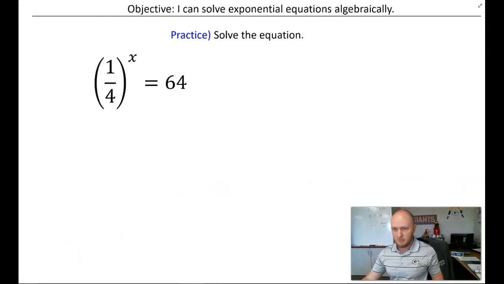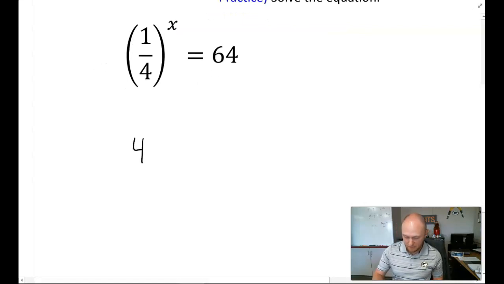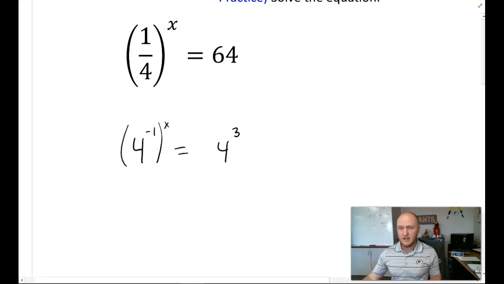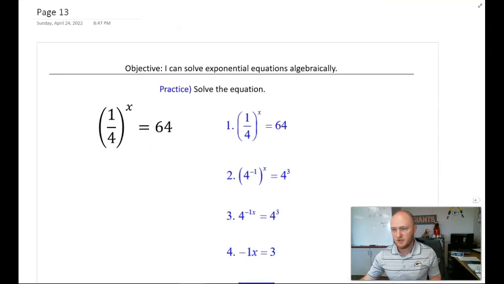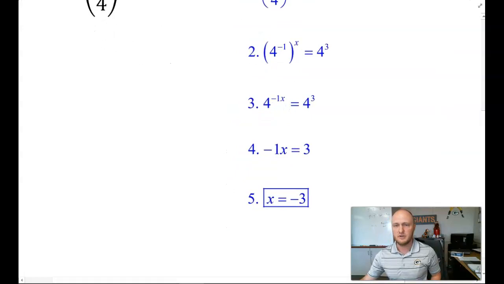All right, here is the base. You should have used base 4 for both of them. Now 64, that's 4 to the power of 3, and 1/4, that is 4 to the power of negative 1. So again, if we distribute that negative 1 to the x, we get x is equal to negative 3.